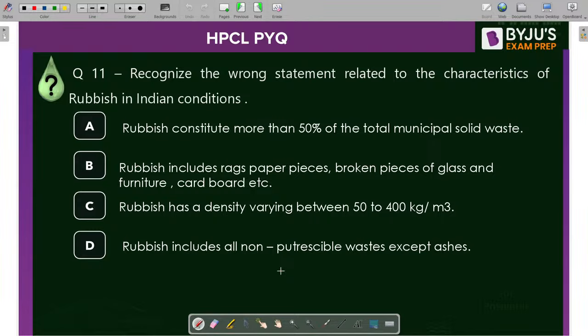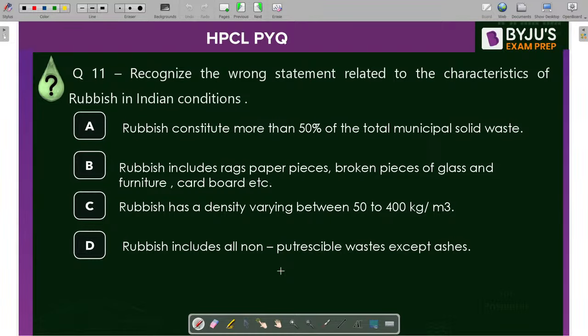Now what happened, guys? Okay, what are you saying as an answer? Santu D: rubbish includes all waste except ashes. Okay, any other student? Sewage waste? No. Rubbish is not a sewage waste. Option B in the question exactly means that rubbish means rags, paper pieces, broken pieces of glass, furniture and cardboard.